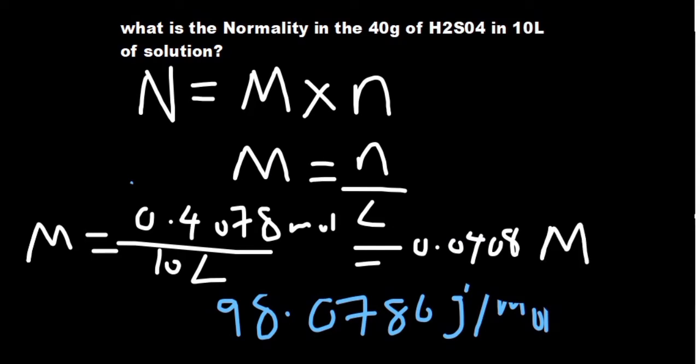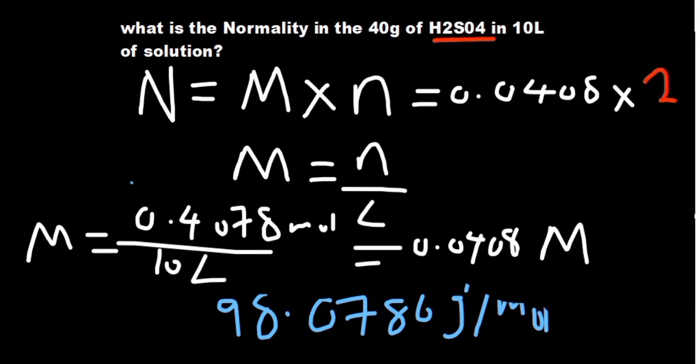So first, to determine the normality, we'll substitute in there. 0.0408 multiplied by the number of hydrogen ions. In this case, if you look at the H2SO4, you see that there are 2. So multiply by 2, and our answer is going to be 0.0816, about 0.082 normality. So that is our answer in terms of normality. So now, how can we use the other formula, where you are dividing the number of equivalent weights?